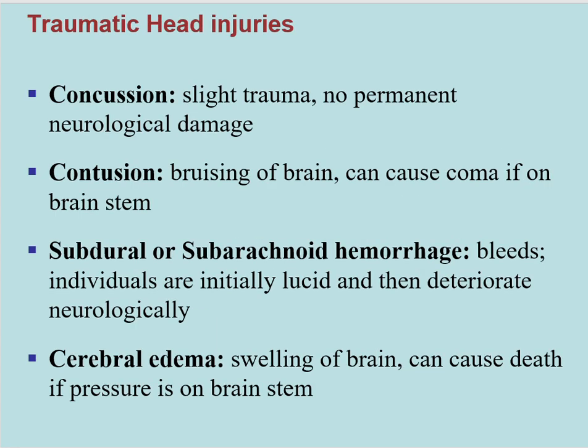Next, we're going to be looking at a couple of traumatic head injuries and some other homeostatic imbalances before we talk about the spinal cord. So first, a concussion. This is a slight trauma, no permanent neurological damage. A contusion is more of a bruising of the brain, and if it's severe and near the brainstem, it can cause coma. A subdural or subarachnoid hemorrhage is a bleed in those spaces under those meningeal layers, and individuals are usually initially lucid when they have a hemorrhage in these areas, but they can deteriorate neurologically and quickly.